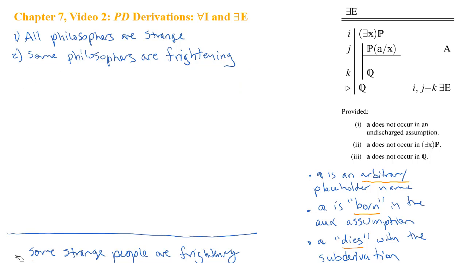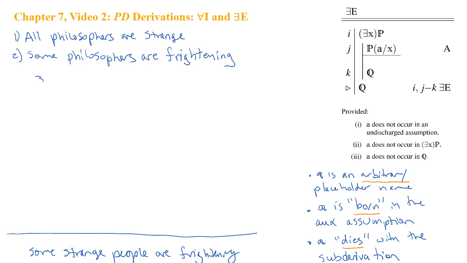Now, given that 1 is a universal, then we could choose any name, do universal elimination, and if that person is a philosopher, then that person is strange. That would be universal elimination, which we've seen. But for 2, we know that there's at least one philosopher who is frightening, but we don't have a name for him or her. So let's just arbitrarily choose a name. But in arbitrarily choosing a name, we want it to be totally random, not somebody we know anything about. In fact, we just need a name to go in the place so that we can carry on some reasoning.